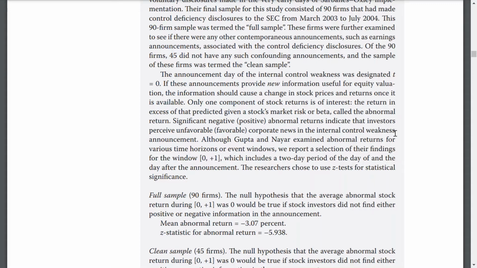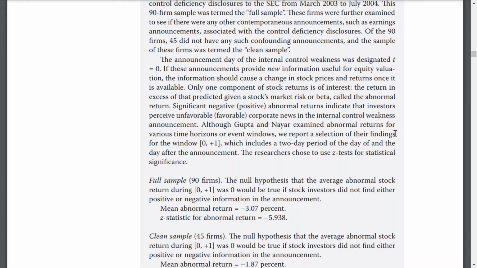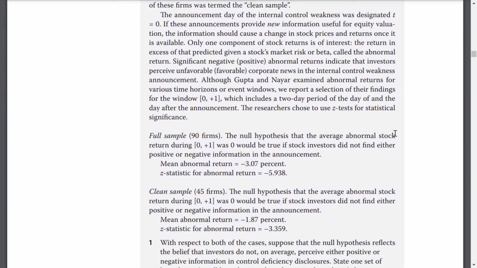The researchers chose to use a z-test for the statistical significance. For the sample of 90 firms, the null hypothesis that the average abnormal stock return during 0 to +1 was 0 would be true if stock investors did not find either positive or negative information in the announcement. The mean abnormal return was negative 3.07%. The z statistic for the abnormal return was negative 5.938.